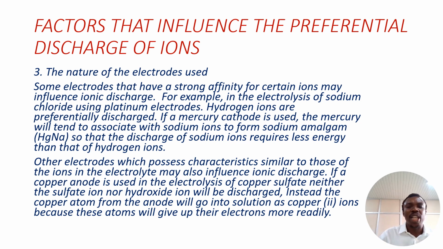So the nature of the electrode used can affect the ions that will preferentially discharge. So this is one of the factors that affect the preferential discharge of ions during electrolysis. So we have the position of the ions in the electrochemical series, the concentration of the electrolyte, and the nature of the electrode used. The nature of the electrode used can also affect which ion will be preferentially discharged if there's competition between two ions.